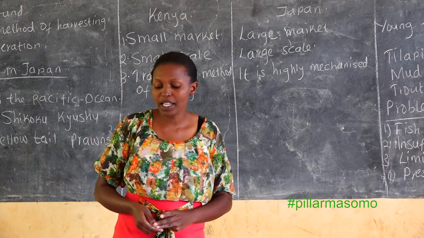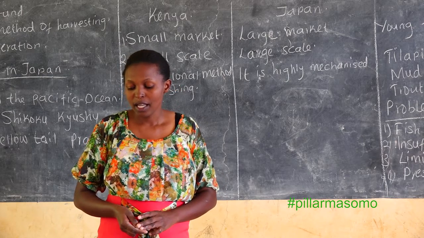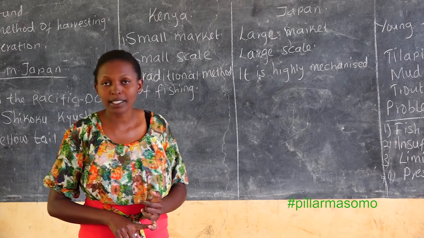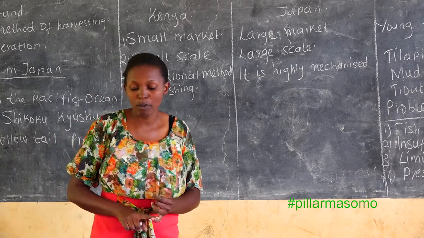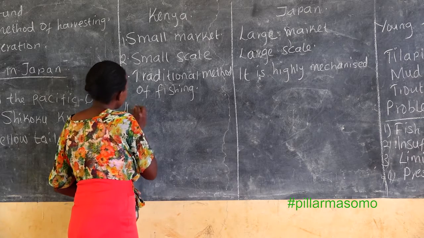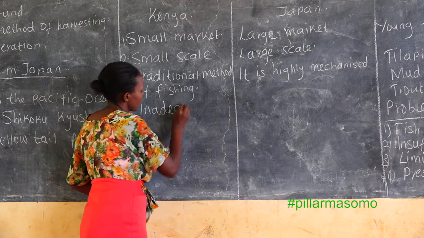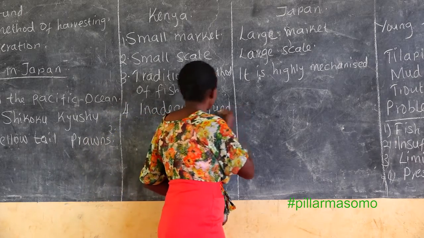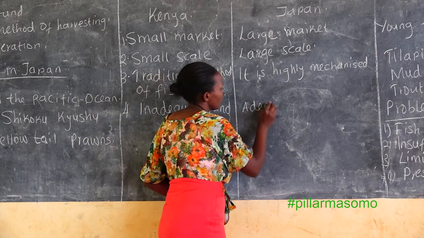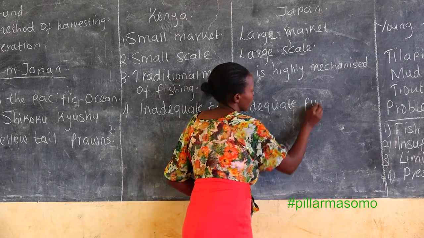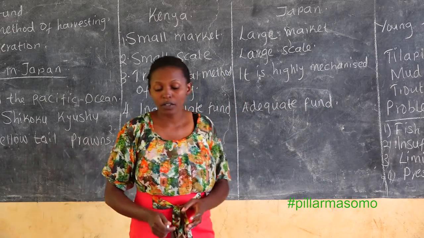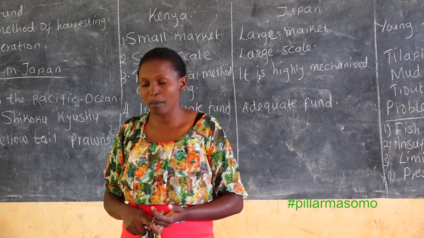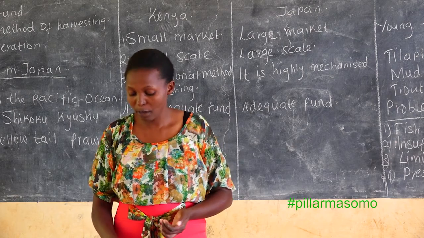Then we still continue on. The fishermen have inadequate funds for buying equipment. Then in Japan there is adequate financial support from banks and government to buy fishing equipment. So we have inadequate funds in Kenya, and in Japan, adequate financial support from banks and government to buy fishing equipment.